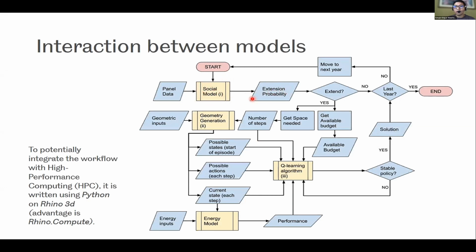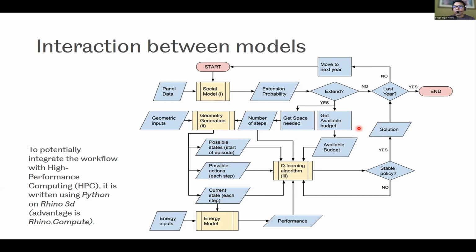It has an extension probability based on census data, on whether it's likely that that household will extend the geometry at that given time step. This sends a signal to the Q-learning algorithm, which orders the geometry generation to mutate the geometry. At the same time, the geometry generation sends the geometry to the energy model, which gives out a performance. But the geometry generation model also gives out other information needed for the Q-learning algorithm, like possible states, possible actions, current state.